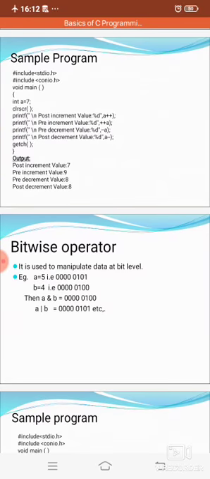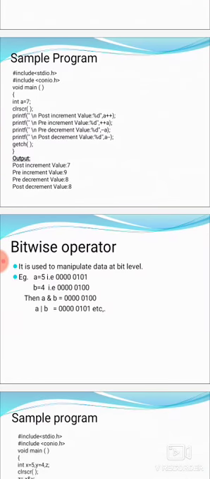The sample program. Main function, here declaring a is equal to 7. Post increment is done, a plus plus, which means that the value of a is printed and then it is incremented. So when you print the value, 7 is printed. See in the output, 7 is printed. Now a gets incremented by 1, which is 8. Now the value of a is 8.